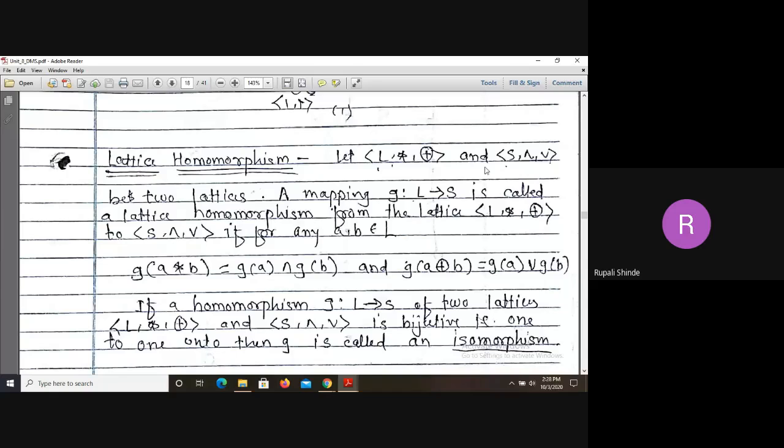So likewise, if you want to define or apply this XOR operation on two elements A and B, then that operation will be A XOR B. Now suppose you want to apply this function g on that as g of A XOR B, then this is similar to g of A. Now check which one is the similar operation for this XOR. That operation is OR. So g of A or g of B. So this is called a lattice homomorphism.